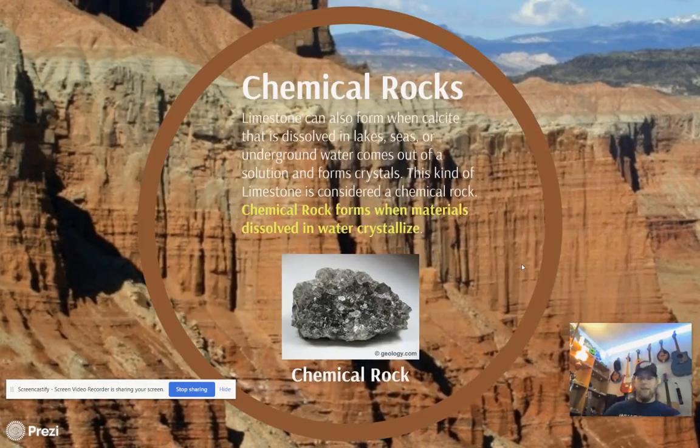So then as we move on to chemical rocks, limestone can also form when calcite that is dissolved in lakes, seas, or underground water comes out of solution and forms crystals. This kind of rock is just called a chemical rock. So you can have a chemical version of a limestone as opposed to the organic version of a limestone. Chemical rocks form when materials dissolved in water crystallize. So you have these materials that are dissolved in water and then they crystallize out.